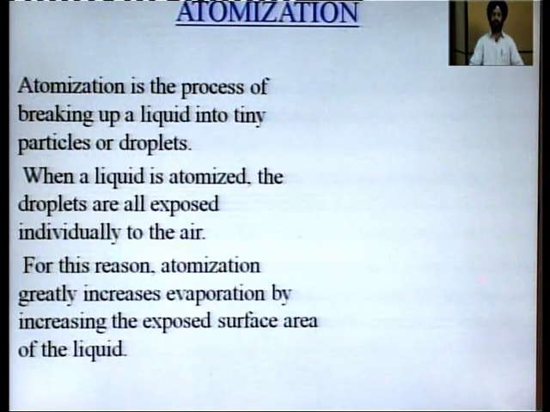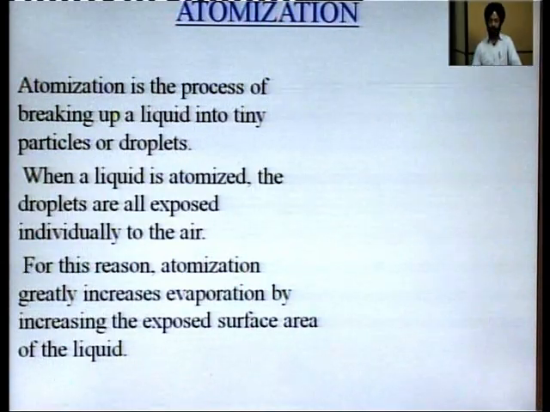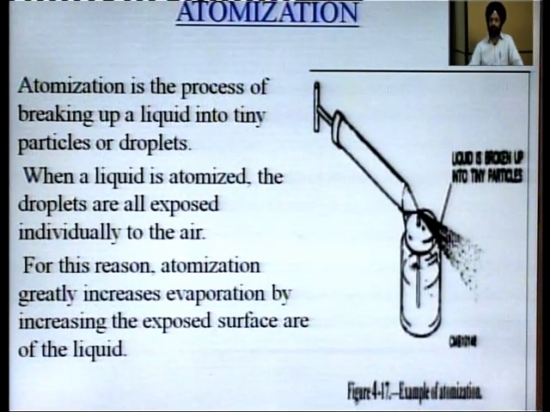So what is the process of atomization? Atomization is the process of breaking up liquid into tiny particles or droplets. When a liquid is atomized, the droplets are exposed individually to the air. Every tiny particle will be surrounded by the air, and the surface area will increase tremendously. For this reason, atomization greatly increases evaporation by increasing the exposed surface area of the liquid. So it will readily evaporate. Here in this diagram we can see what atomization is.